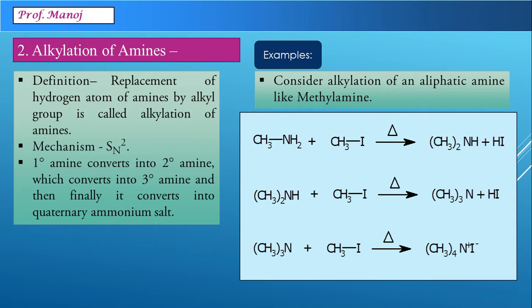We can quantitatively imagine here that if I have to convert primary amine into quaternary salt, we need 3 moles of methyl iodide. But if I want to convert secondary amine into quaternary, we will need 2 moles of methyl iodide. And to convert tertiary into quaternary, we just need 1 mole.